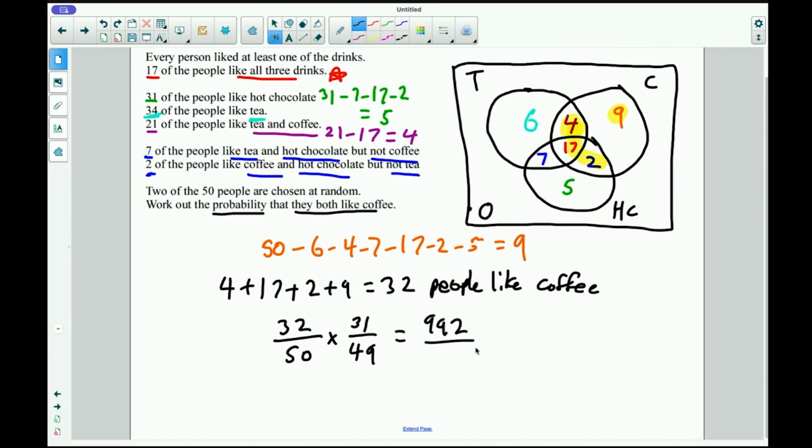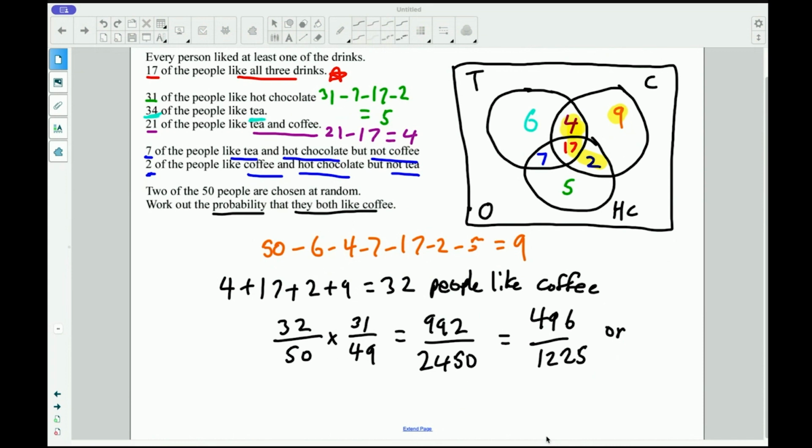50 times 49. I realize I should have my scientific calculator with me. So 992 over 2450, we end up getting a grand total, I think it ends up being 496 over 1225. So 496 over 1225. Or if you just write a decimal, we end up getting 0.405. Again, remember that probability can be a fraction, a decimal, or a percentage.